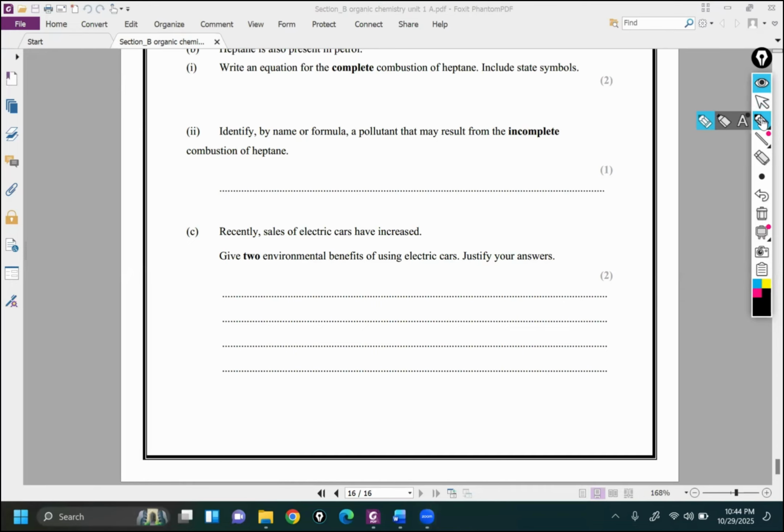In part C, recently sales of electric cars have increased. Give two environmental benefits of using electric cars. Justify your answer. So electric cars use electricity which comes from renewable resources, like, suppose, from hydro powered electric stations. So you can say that electric cars do not release or emit carbon dioxide gas, so they reduce global warming.